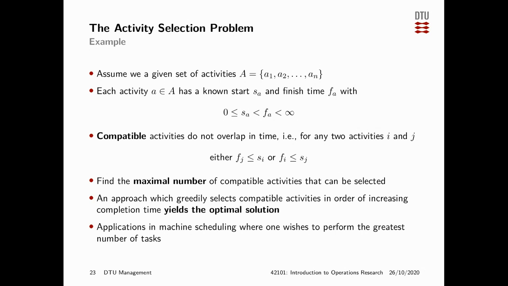In this approach, greedily selecting compatible activities in order of increasing completion time will give you the optimal solution. And we will see why this is the case in the coming slides. The activity selection problem has a number of practical applications. One example is machine scheduling, where you might wish to perform the greatest number of tasks on a machine. Another example is timetabling, where you would like to determine the largest number of lectures you can hold in an auditorium.